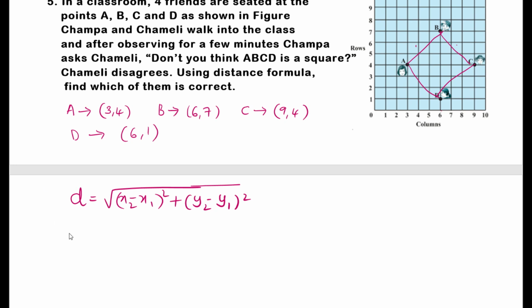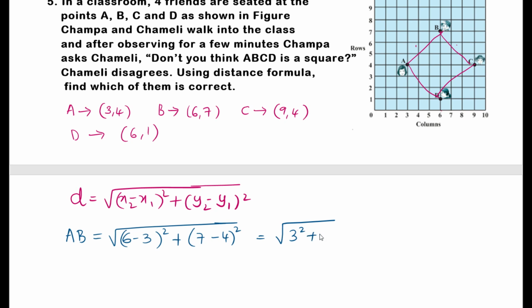Now we'll find out the length AB. Students, hopefully you are making a note of all this. The length AB equals square root of x2 minus x1, that is 6 minus 3 whole square plus what is y2? Y2 is 7, y1 is 4 square. What you get? 6 minus 3 is what? 3 square. The same way 7 minus 4 is 3 square.